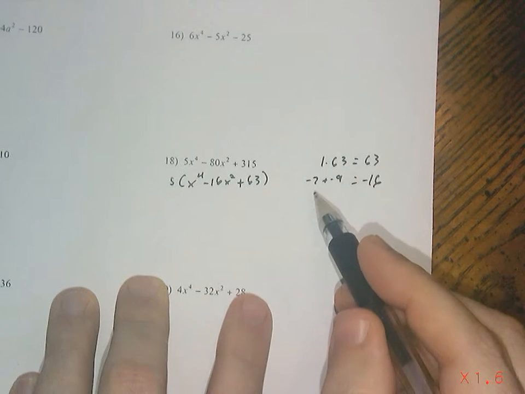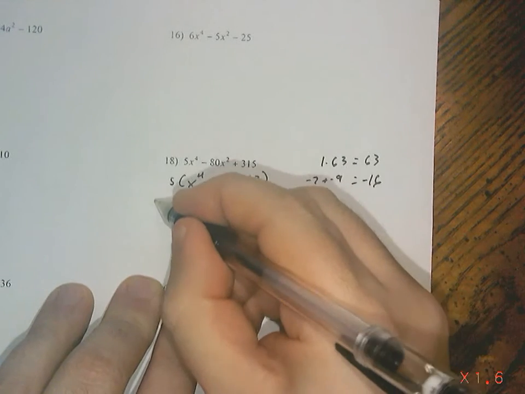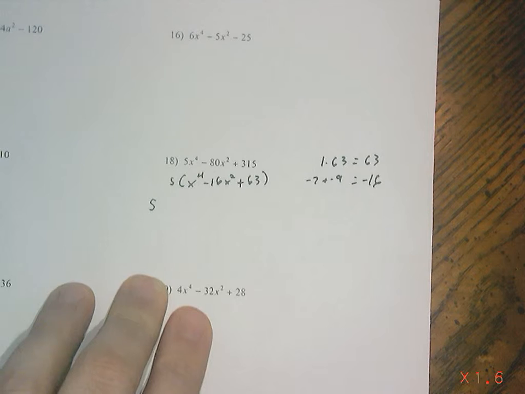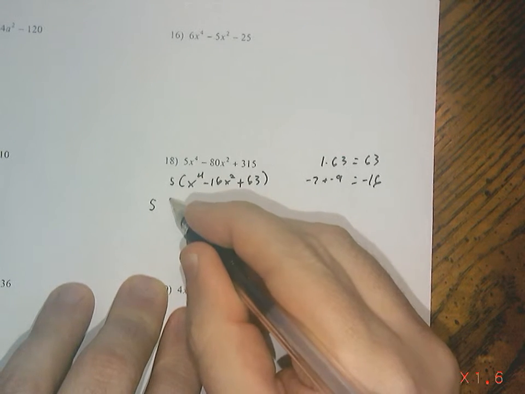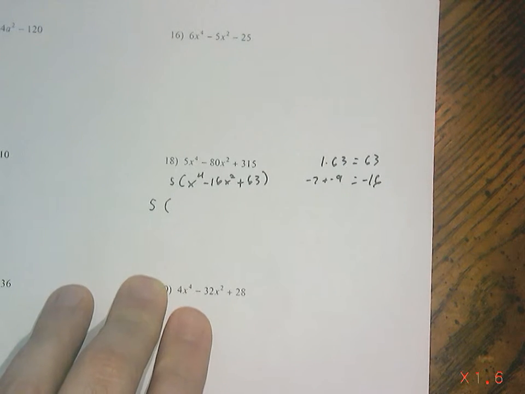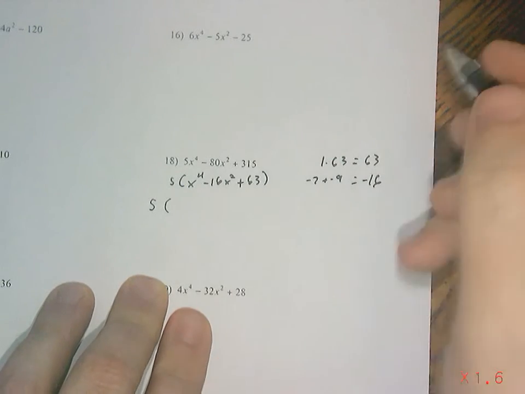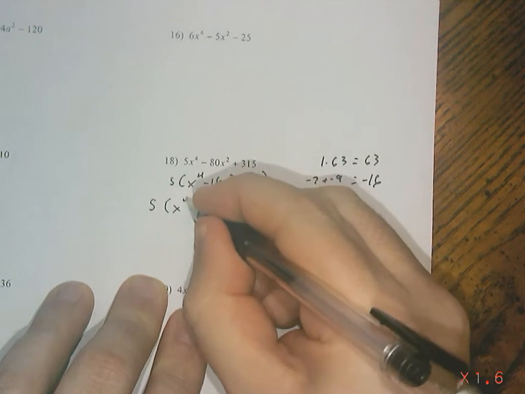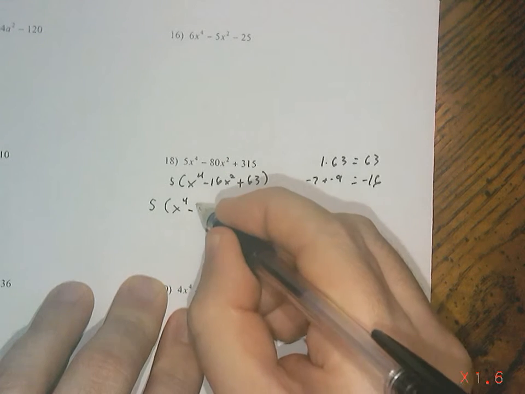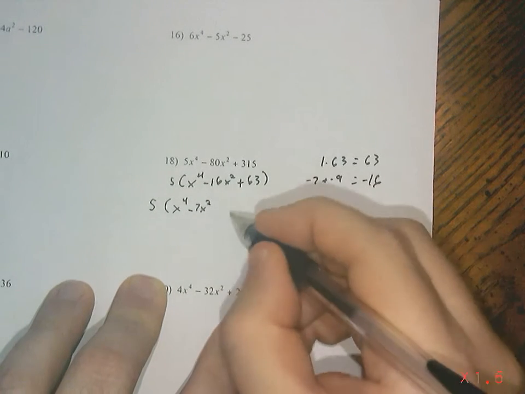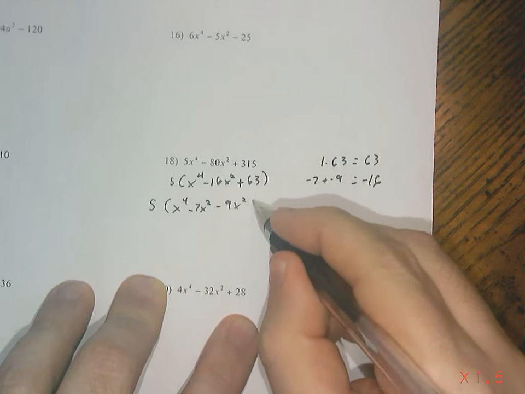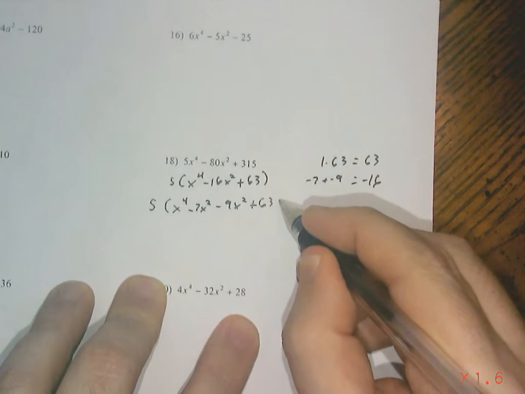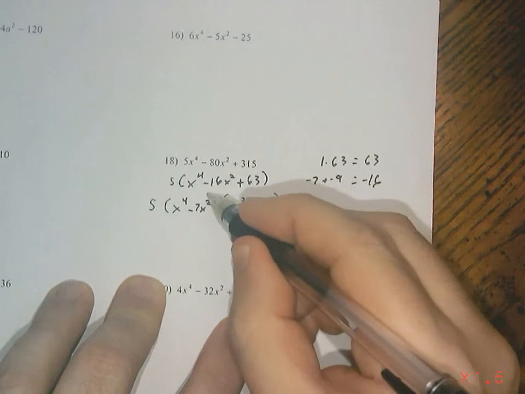So I'm going to put the 7 in front. The 5, again, just like the first problem, is just going to stay there the whole time. It would be something I'd have to factor out at the end anyway, so it's where it needs to be already by taking it out at the beginning. So that leaves me with x to the 4th, and then I'm going to put minus 7x squared, and then minus 9x squared, and then plus 63. Okay, now I'm going to group these.